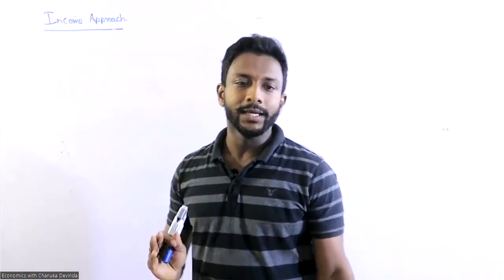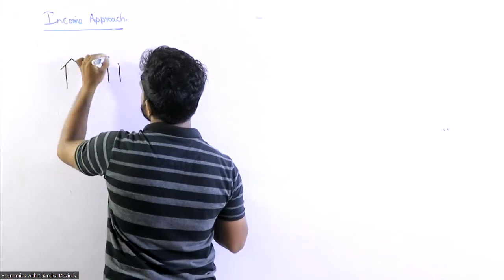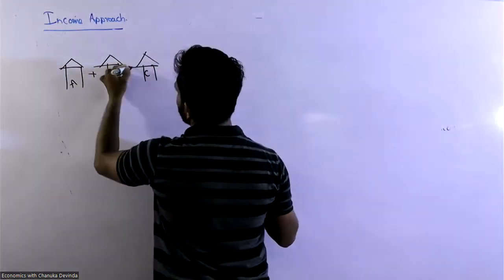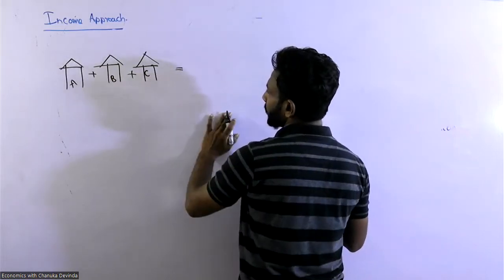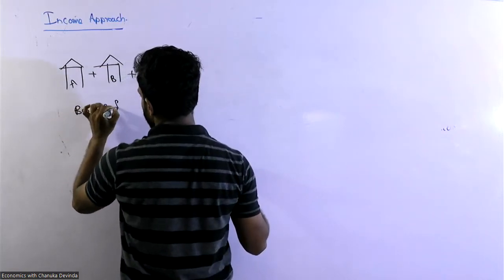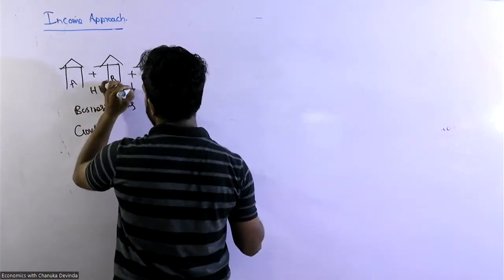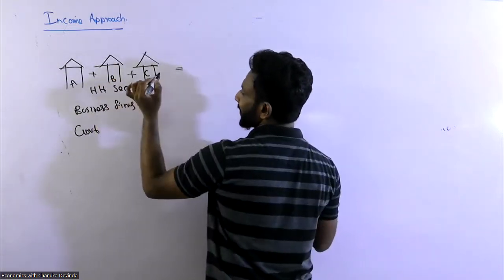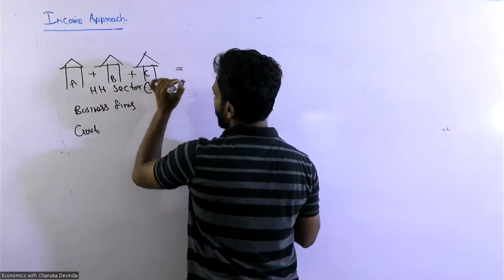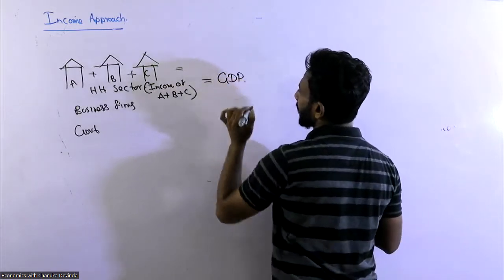What's the question again? In an economy, the sum of all the household income. Let's say there are 3 households, A, B, and C. Let's assume only these 3 consist the economy, right? That means the economy consists of business firms and government also, but this is only the household sector. They are saying that the household sector income, income of A plus B plus C, should be equal to GDP. Yes or no?